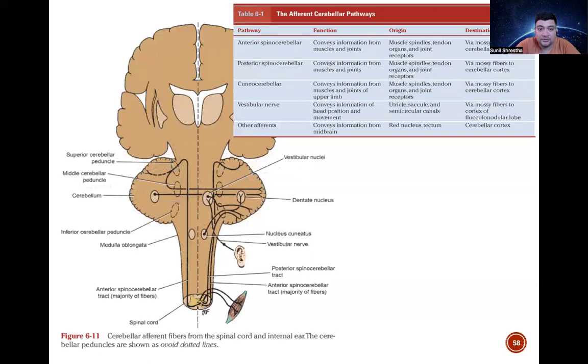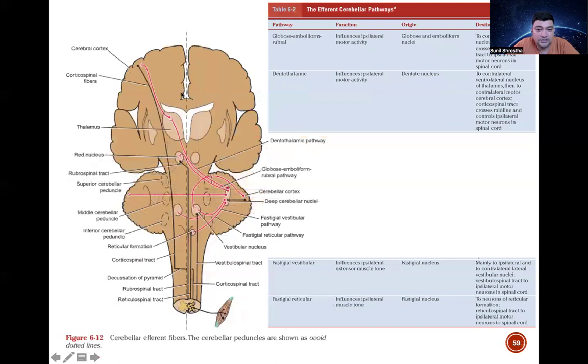Similarly, another afferent pathway includes the anterior spinocerebellar pathway and the posterior spinocerebellar pathway. If you see here, the spinal cord connects with the cerebellum by these two pathways, the anterior and posterior spinocerebellar pathways. There might be involvement of the cuneocerebellar, vestibular, and other pathways, which are also present in the cerebellum. Similarly, in the efferent pathway, there is involvement of the nuclei present in the cerebellum: globose, emboliform, rubral, dentothalamic, fastigial vestibular, and fastigial reticular.